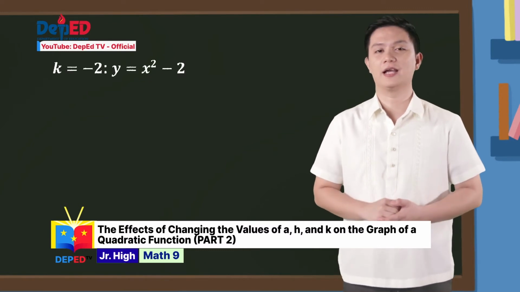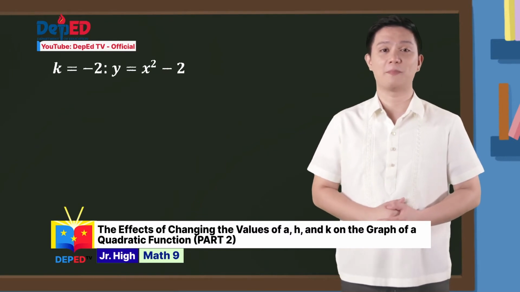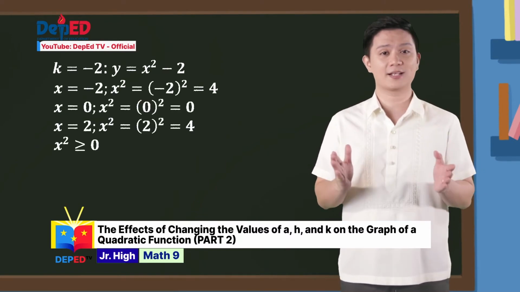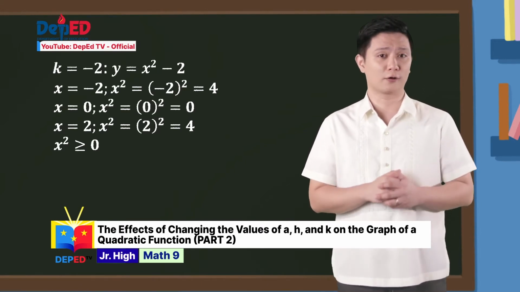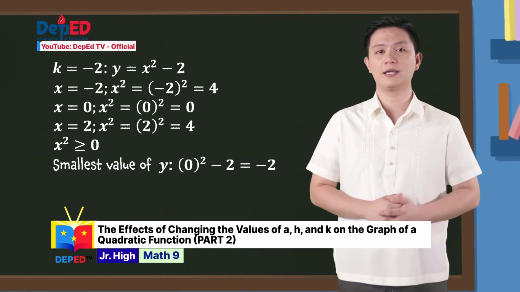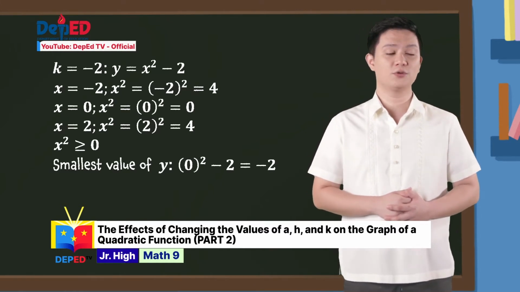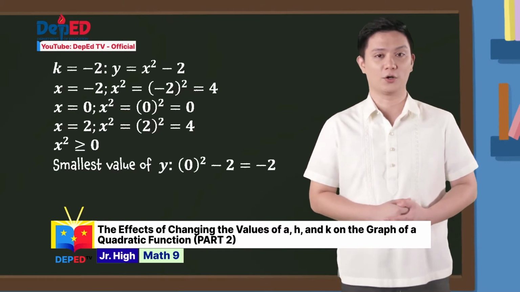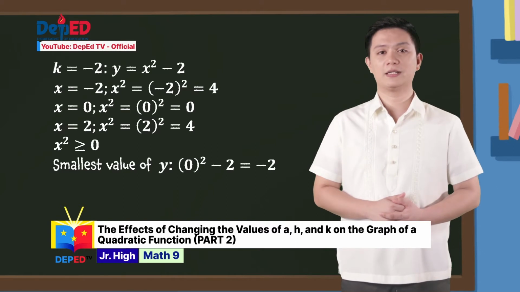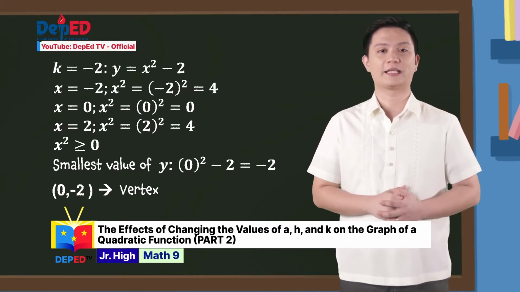When k is equal to negative 2, the equation will be y equals x squared minus 2. Since squaring x would result in a number greater than or equal to 0, we can conclude that the lowest value of y is obtained when x is equal to 0. And it must be equal to 0 squared minus 2, or simply negative 2. This means that the lowest point on the curve corresponding to the function is given by the ordered pair (0, -2). This is in fact the vertex.